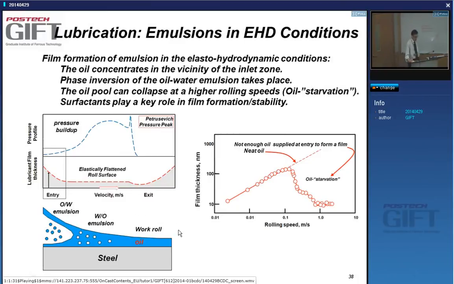Right, so quite a complex thing happens when you entrap the lubricant film in the roll gap. So in the roll gap, the oil or the lubricant is sucked into the roll gap, yes, and you get what's called a phase inversion of the oil-water emulsion, yes? And what actually happens is this oil-water emulsion turns into a water-oil emulsion. Yes, you get an inversion of this thing here.